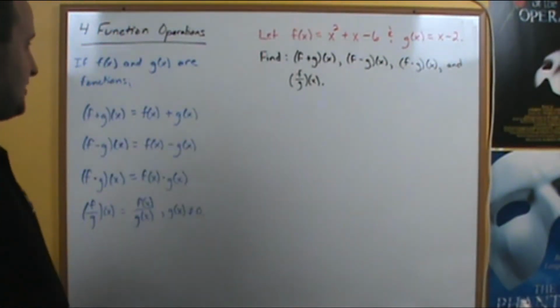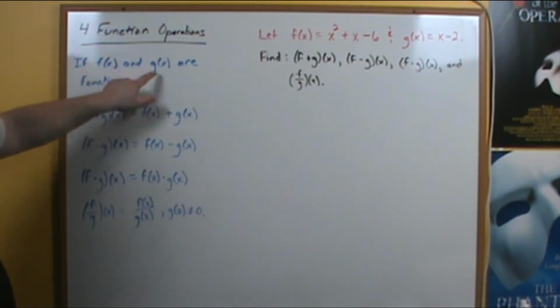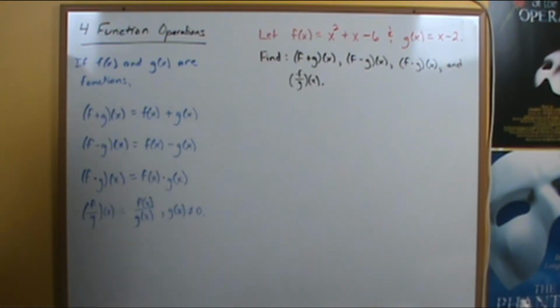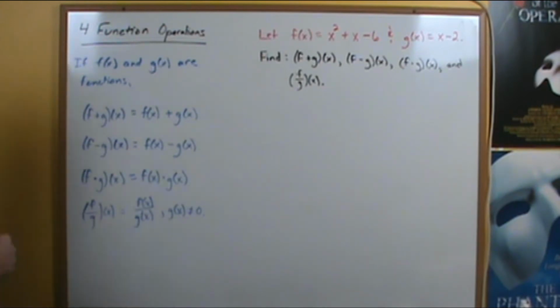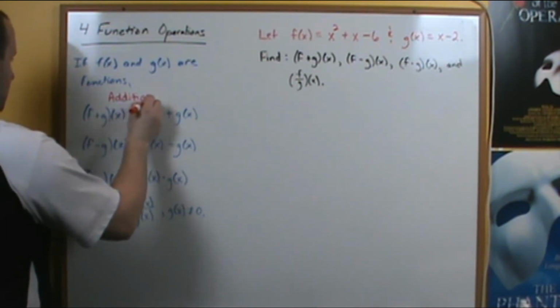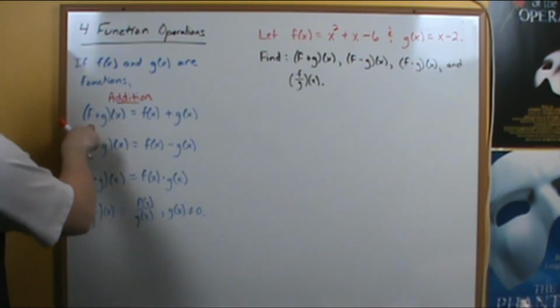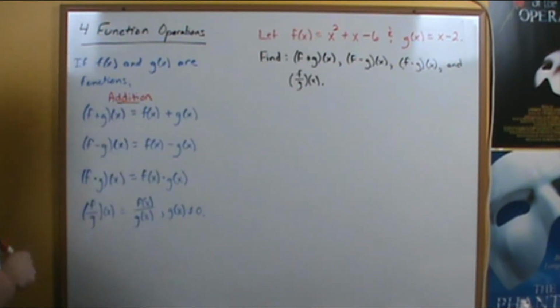Alright, so in this video we're going to talk about the four basic function operations and how to calculate some things with functions using these function operations. So if we begin by having two functions, f of x and g of x, then these are the four basic function operations. We have function addition, function f plus function g of x, that's the sum of the two functions together.